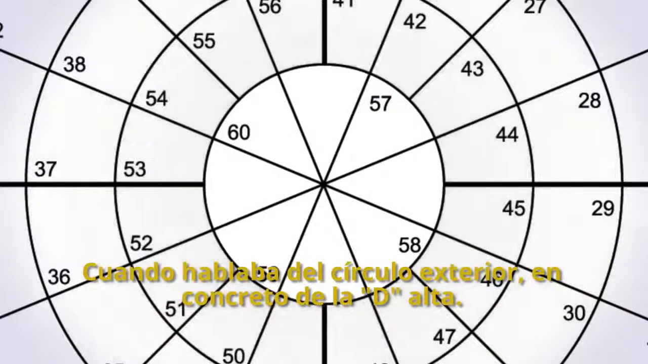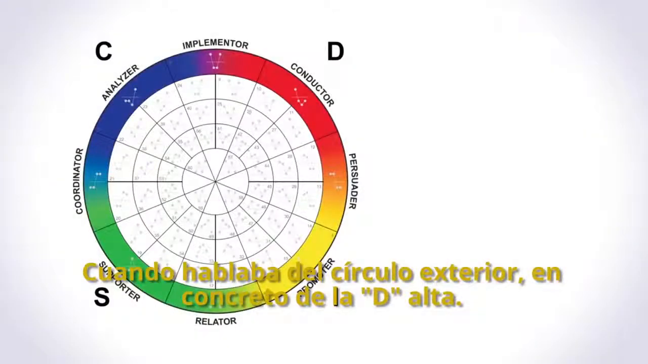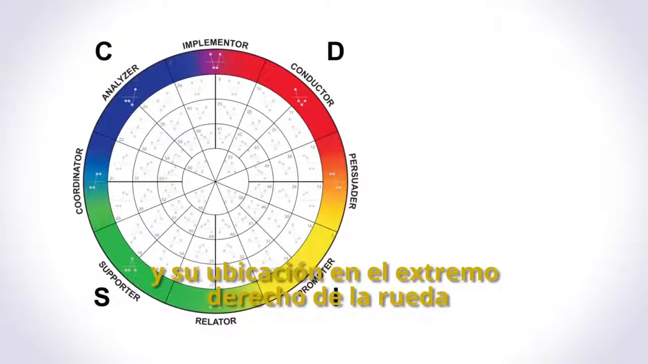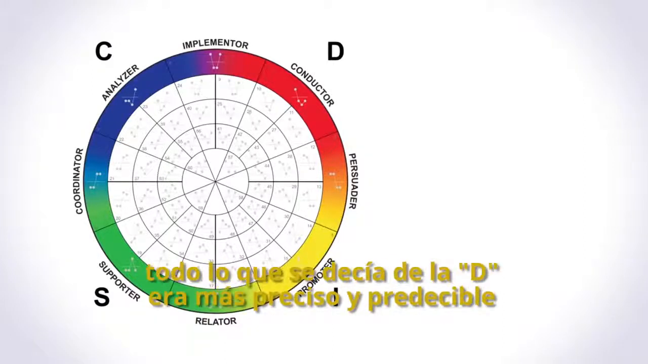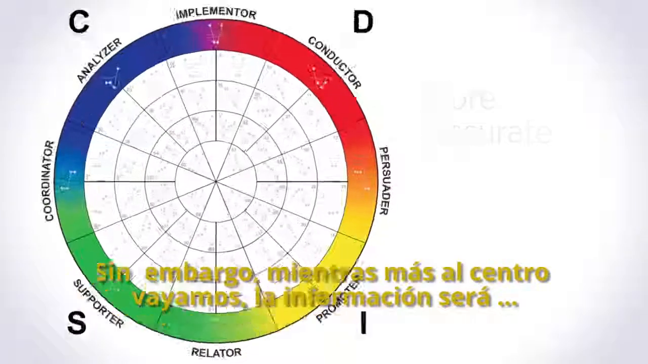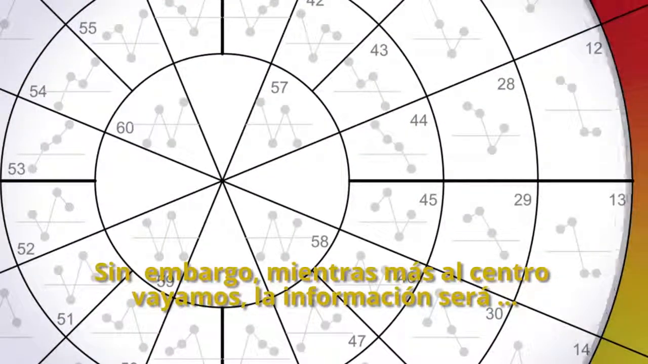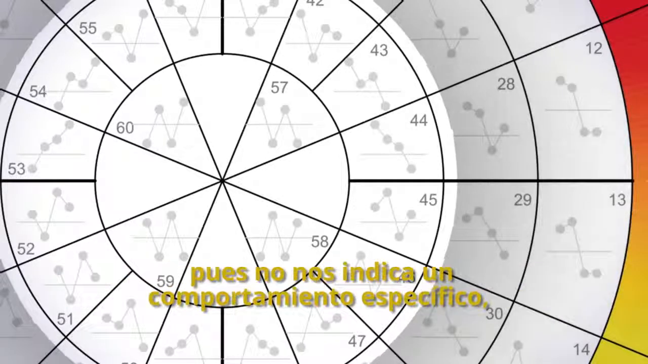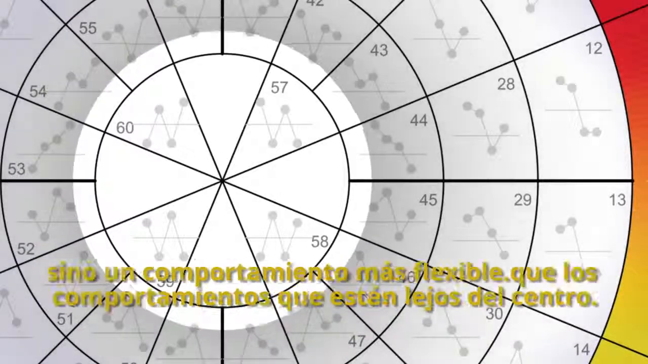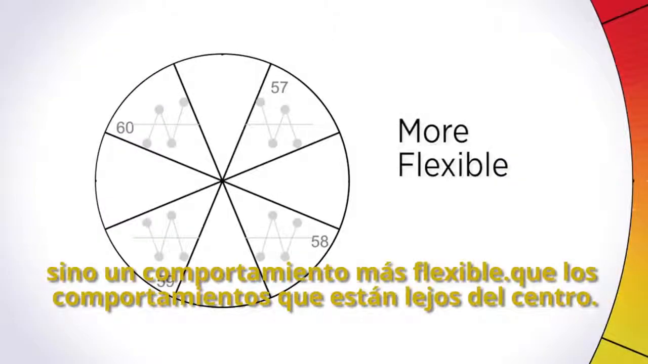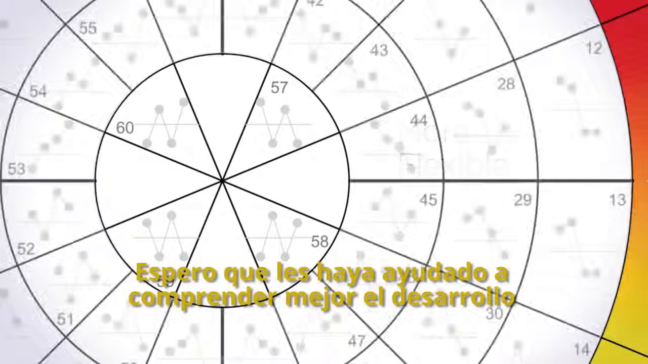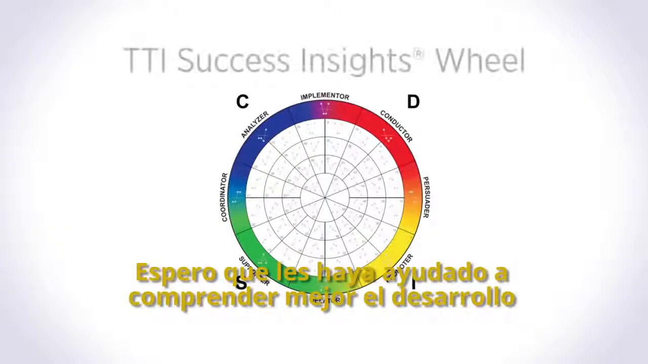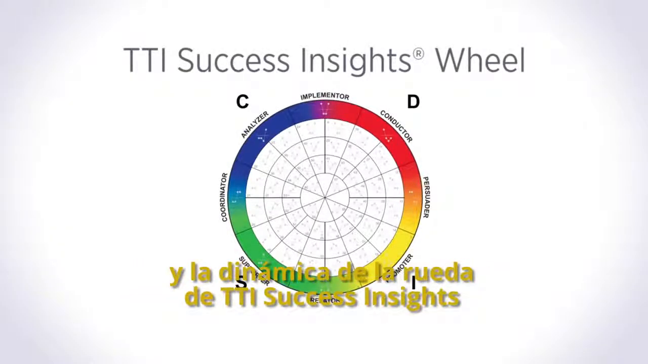But as we mentioned, on the outside of the wheel, when I talk about a high D and they're plotted on the extreme outside of the wheel, everything we say about a D is going to be more accurate. As we move towards the center of the wheel, the information becomes interacted with other dimensions, and it's not quite as specific. People actually become a little bit more flexible than they are when they're plotted on the outer dimensions of the wheel. I hope this helps you understand how and why the Success Insights wheel was developed.